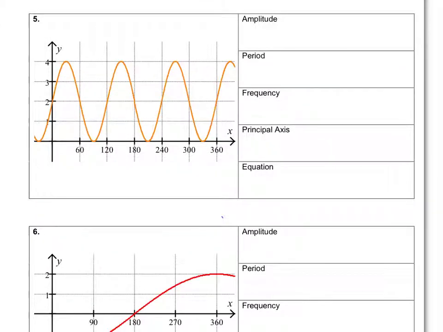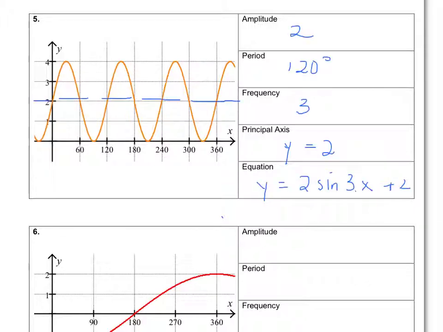Okay. Give the next two examples a try. I'm going to encourage you to pause the video, try them out, come back, and check what I have to say. Okay, well, this one again, it's really easy if we start with the principal axis. So if I label that, it's at y equals 2. From that, I figure out that my amplitude is 2. I also figure out that it takes 120 degrees for one cycle to happen. That means there are 3 cycles, or the frequency is equal to 3 here. And I also notice that because my function starts at the principal axis, I'm going to use a sine curve. So the equation is y is equal to 2 sine 3x plus 2.